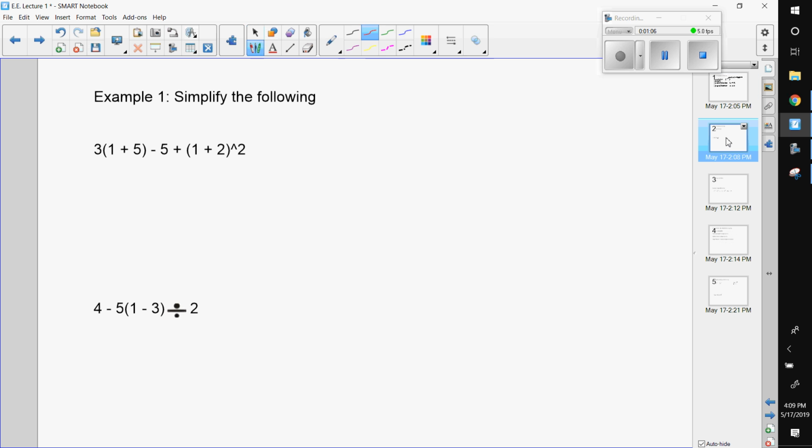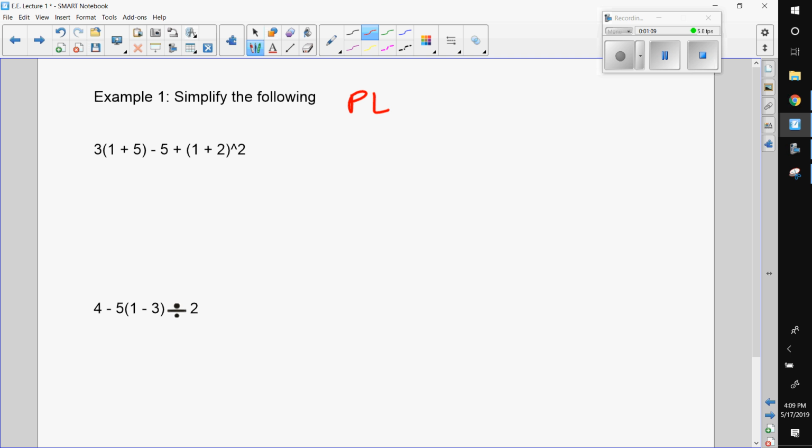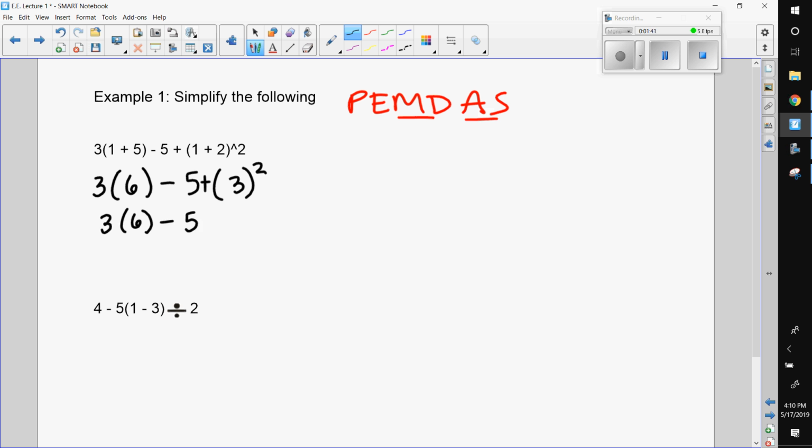So if I want to simplify this here, I need to remember PEMDAS, so I'll write it up here just so that I remember, and I'm going to put those two together. I'm going to do my parentheses first. So I've got 3, and then 1 plus 5 is going to give me 6, and then minus 5. I'm going to do the parentheses here, plus 3, and that's squared. Okay, so I did my parentheses. Now I'm going to do my exponents. So I have 3 times 6 minus 5 plus 9.